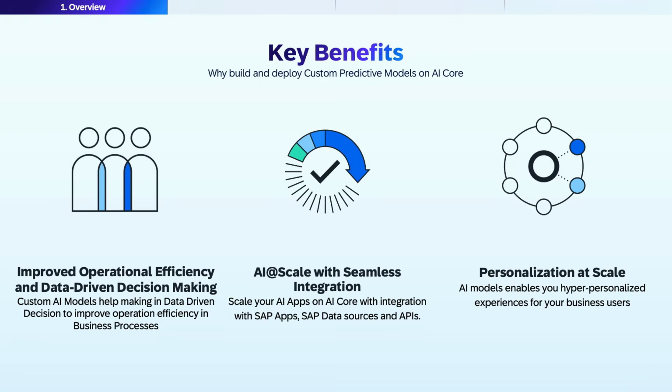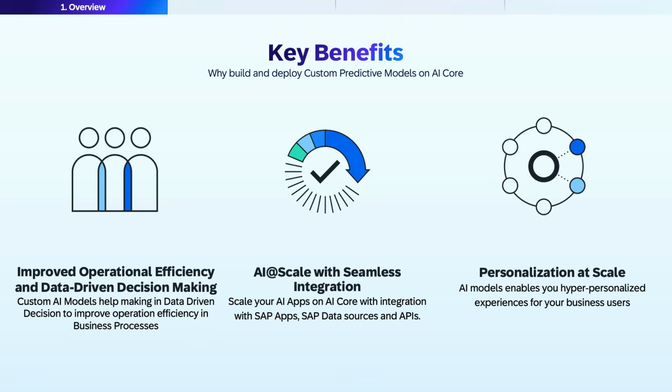The first benefit is improved operational efficiency and data-driven decision-making. Predictive models can automate routine processes, reduce manual effort, and deliver real-time insights. This supports better decisions across business areas such as logistics, procurement, and finance.